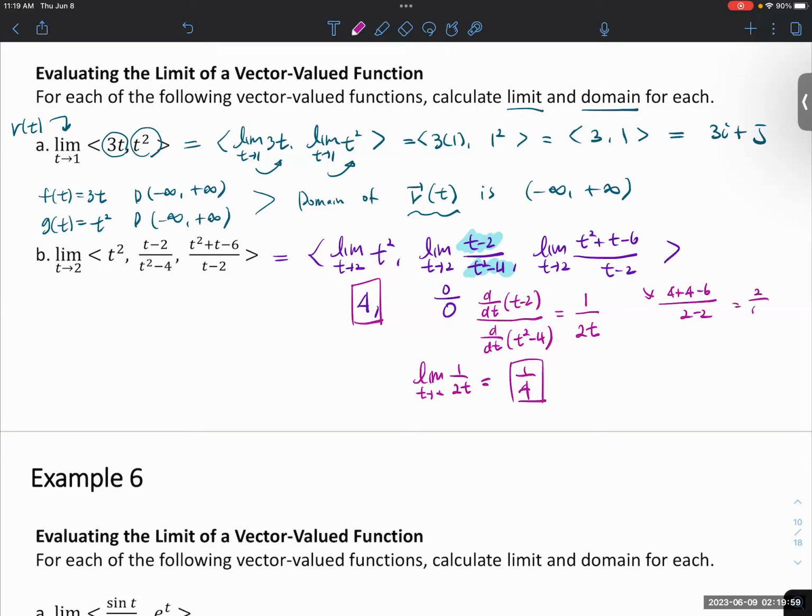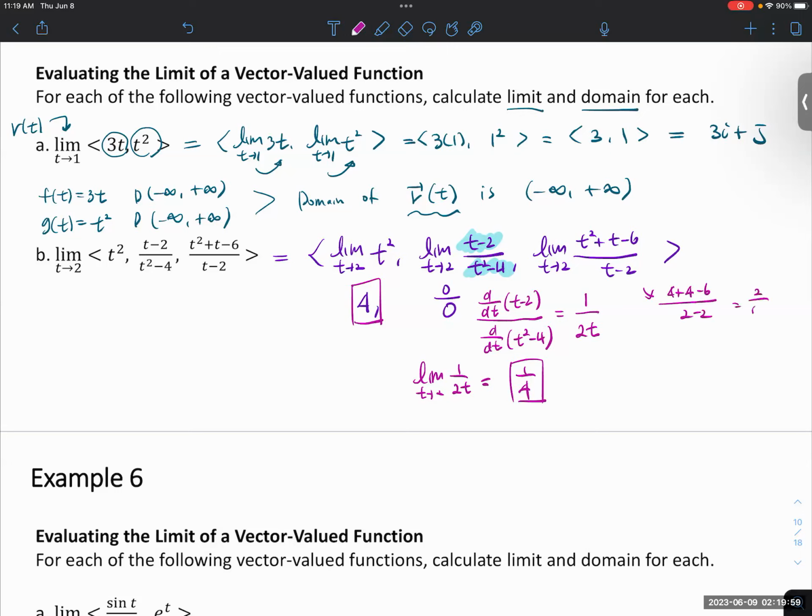L'Hopital's rule. So you're going to take the derivative one more time, d over dt of t squared minus 6 over d over dt of t minus 2. So 2t plus 1 over 1. Now you're going to take the limit of that. So we are going to take the limit as t approaches 2 of 2t plus 1. Now you're going to get 5. This is the limit value as t approaches 2.